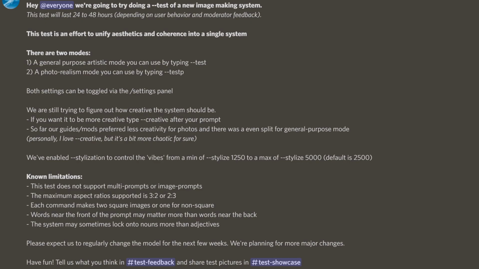There are two modes: a general purpose artistic mode that you can use by typing test, and a photorealism mode that you can use by typing testp. Both settings can be toggled via the settings panel. They say we are still trying to figure out how creative the system should be. If you want it to be more creative, type creative after your prompt. For our guide modes, people preferred less creative for photos, and there was an even split for general purpose mode.